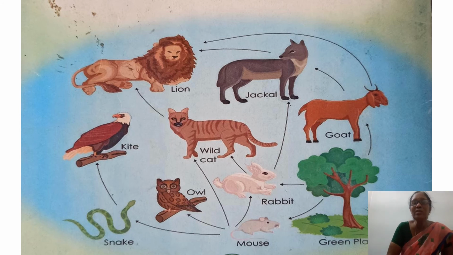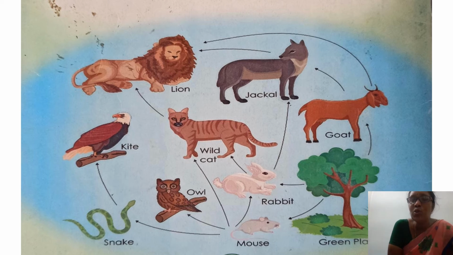So these animals depend on each other. If lion doesn't eat cat, what happens? Cats population grows. If cats don't eat rabbit, what happens? Rabbit's population grows.